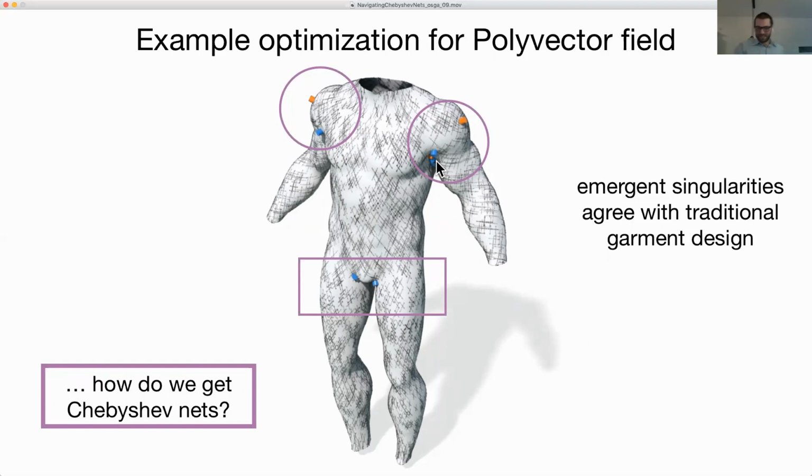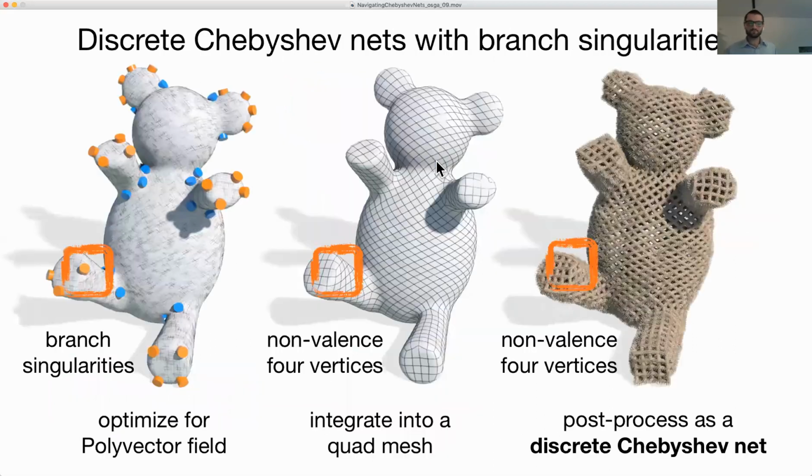But how do you actually get the Chebyshev net itself from this polyvector field? Well, what you do is you optimize for your polyvector field. Then you integrate it into a quad mesh where each of these branch singularities maps to a point with non-valence 4 vertex in the quad mesh.